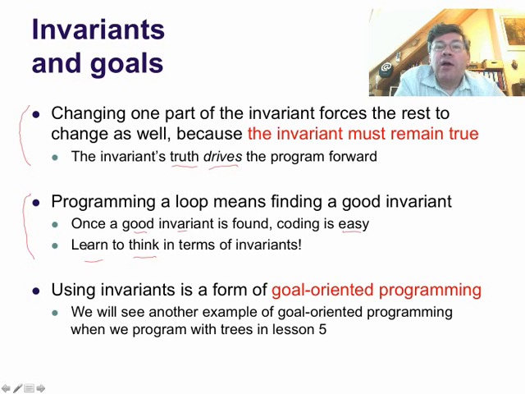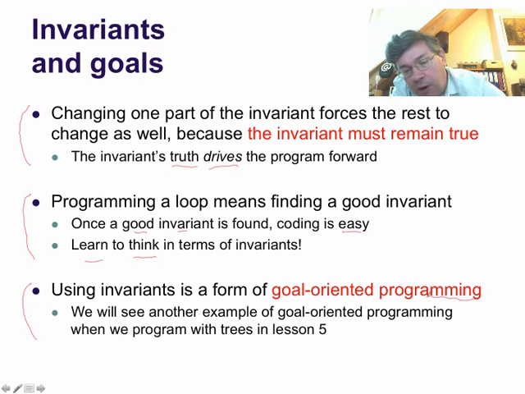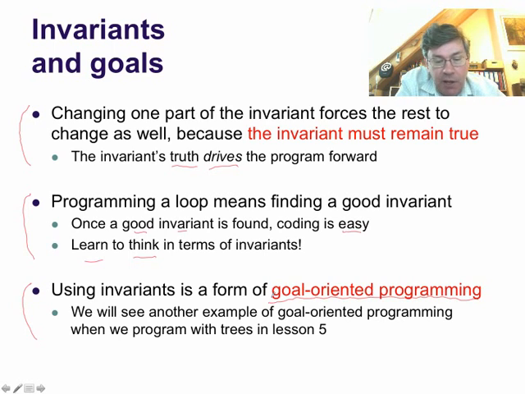Loops are invariants. Thinking of loops is thinking with invariants. So don't think of loops as calculations that are repeated. Think of loops as formulas that are true, as invariants, and see how you can push them to go in the direction you want. And this leads us to a more general form of invariant programming called goal-oriented programming, a very powerful and general technique.